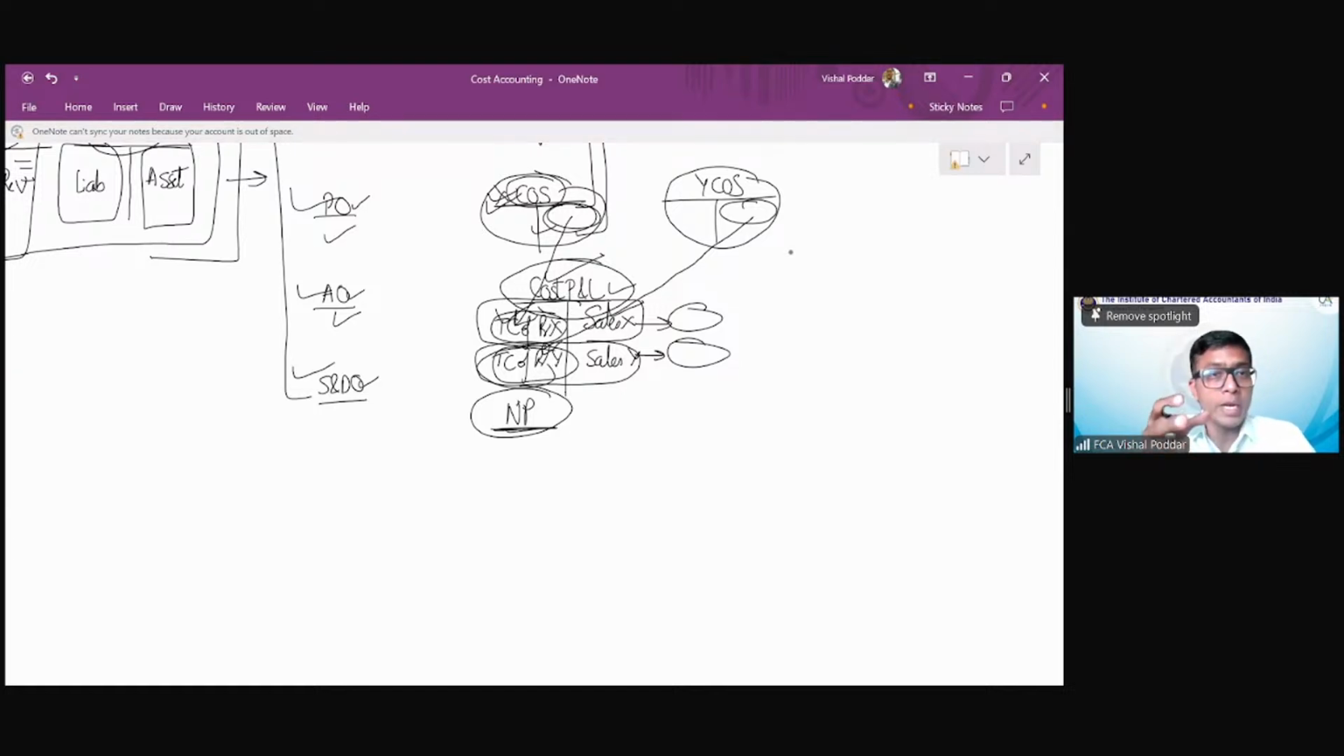In fact, there are going to be more entries here. I'm just giving you the broad structure. So ultimately, the balancing figure in this account will be the net profit or loss of the entity. But the point is, you can find out the profit or loss of each product, because now you know the cost of each product, and that is how it will help in decision making. Okay?